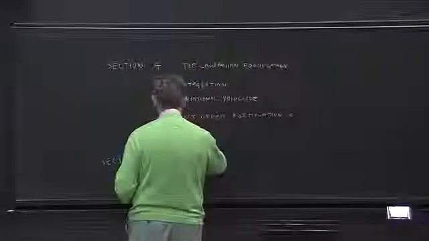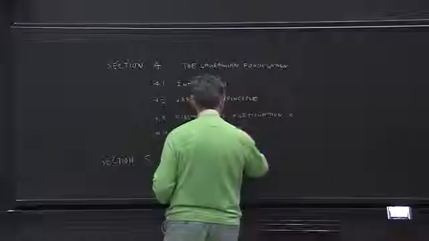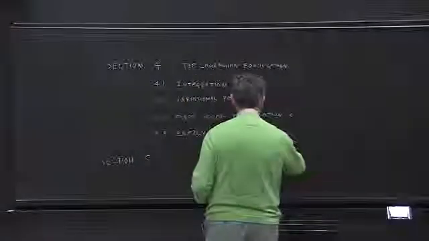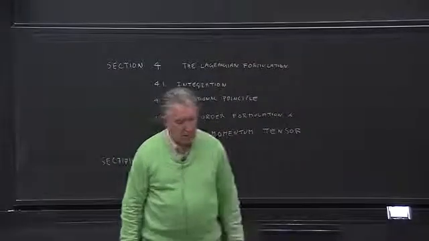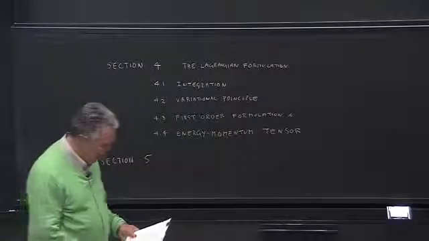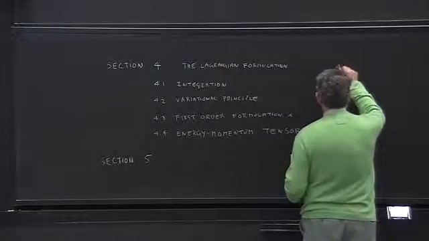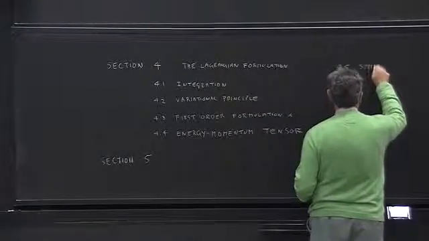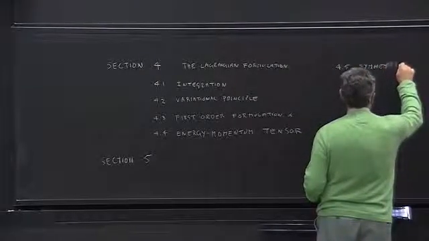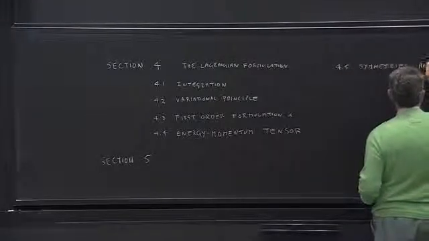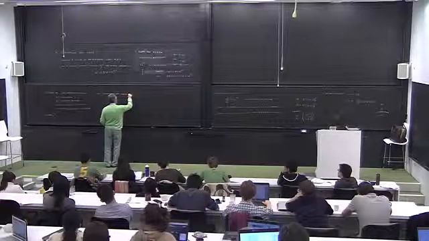Now, the Lagrangian formulation facilitates a discussion of what sits on the right-hand side of Einstein's equations, which is the all-important energy momentum tensor. We'll have something to say about that. And the Lagrangian also facilitates the discussion of the relation between symmetries and conservation laws.